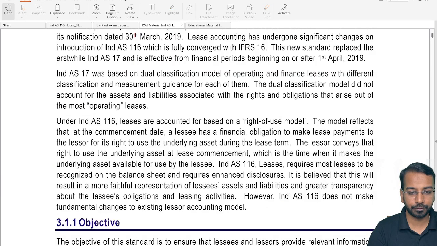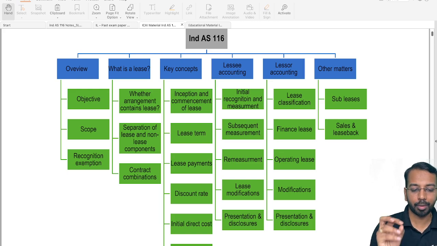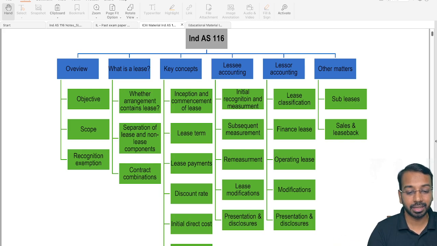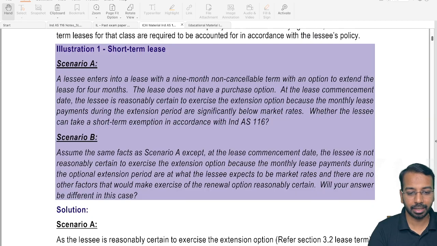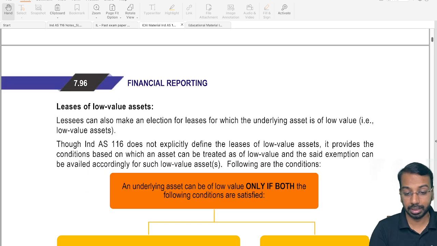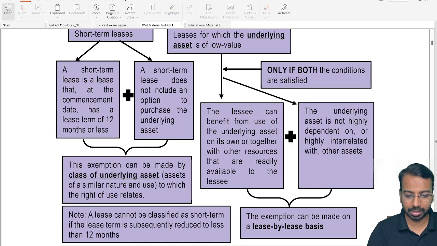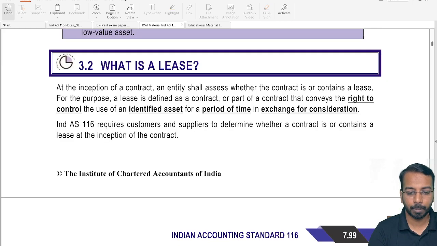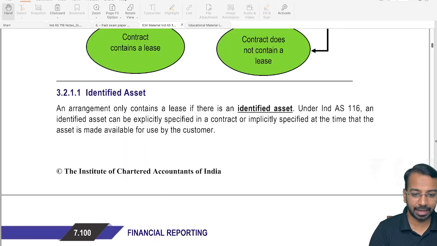So far, if you see, we have not done objective and scope, because that is a small thing. One thing for all of you, no need to bother too much about objective and scope and all of that. We will do it at the end separately. Whether an arrangement contains a lease or not is what we have discussed broadly. Correct. The meaning of the lease, the identified asset, then the low value asset and all, I'll come to it subsequently. So we have covered what is a lease, then whether an arrangement contains a lease, and what is an identified asset.